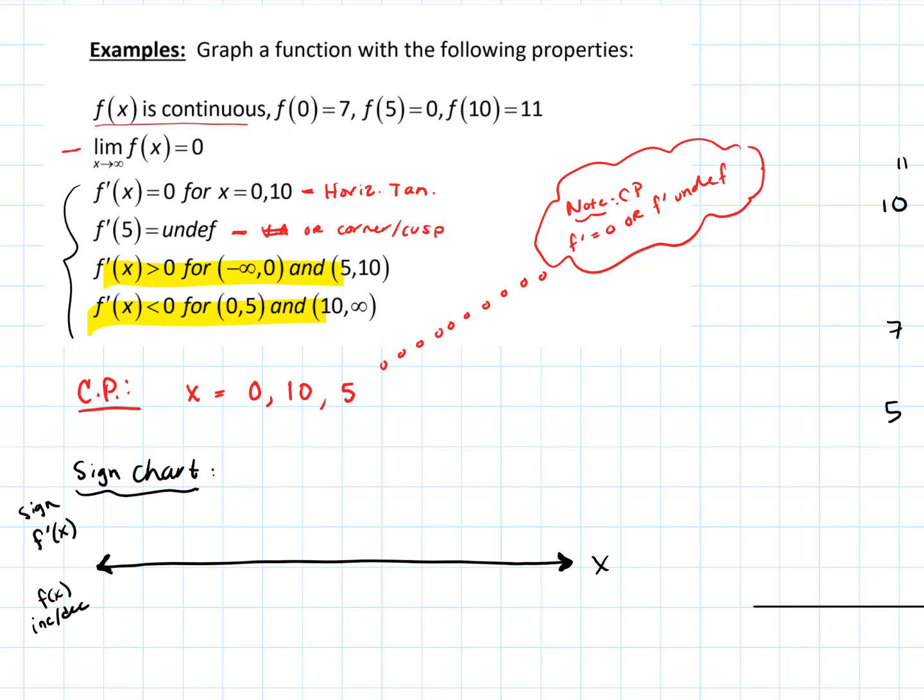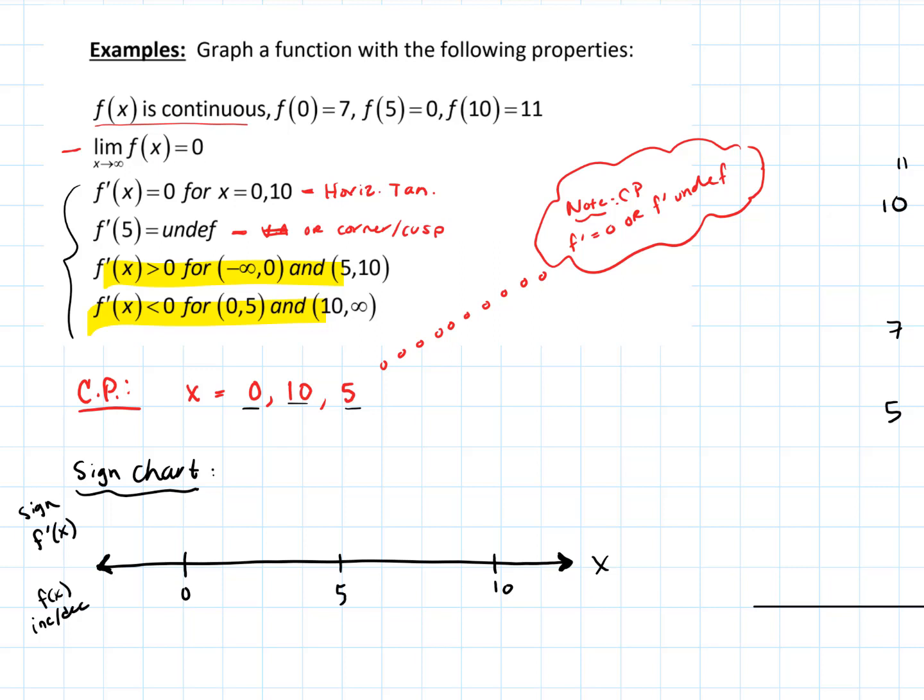When we make a sign chart for the derivative or the second derivative, we use the critical points from the derivative or the second derivative to break it apart. That's why I listed them out here. So we've got 0, 10, and 5. They're a little out of order, so I'll put them in order. So we've got 0, 5, and 10. Those are the places where the derivative is either equal to 0 or undefined.